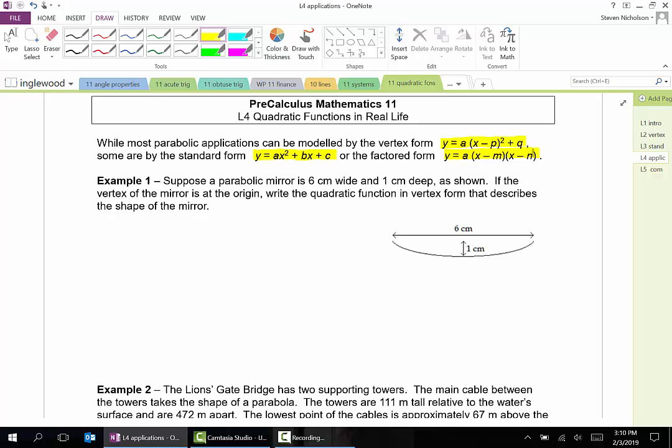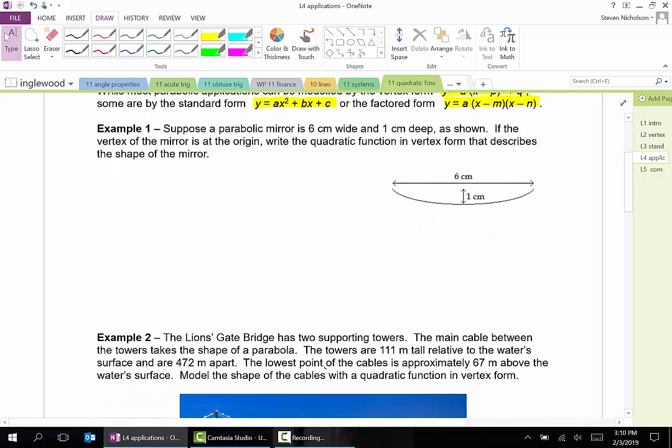So here's example number 1, a parabolic mirror. And normally, the first thing you'd want to do is impose a grid onto the story, because that's what we've been doing. We've been using XY axes and making the equation of a parabola. And that's what we want to do in these ones as well. We want to impose a grid onto the story. So right here, you're given a certain piece of information that makes this one really helpful.